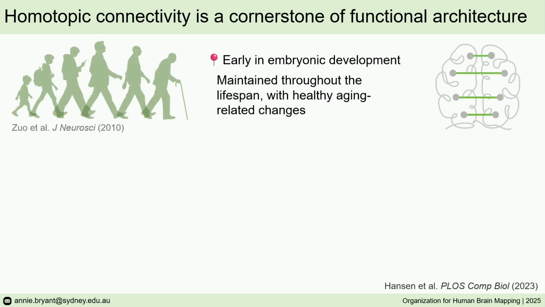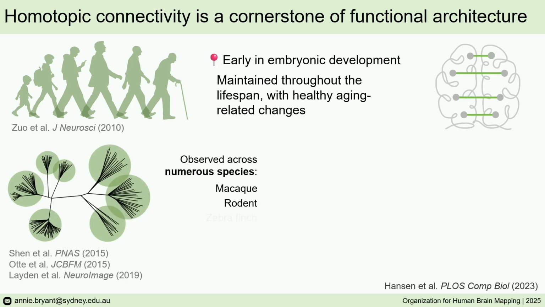For starters, it emerges early in embryonic development, and it's maintained throughout the lifespan with healthy aging-related changes. It's observed across numerous species in addition to humans, including macaques, rodents, and zebra finches, the latter of which is particularly interesting since they ontogenically don't have a corpus callosum physically linking the two hemispheres.